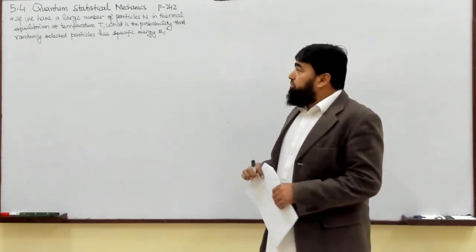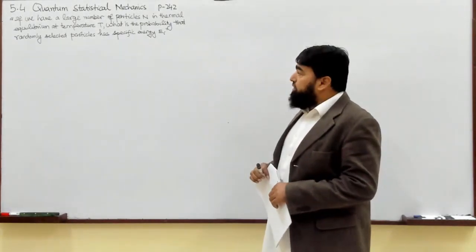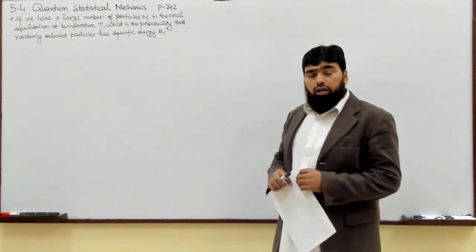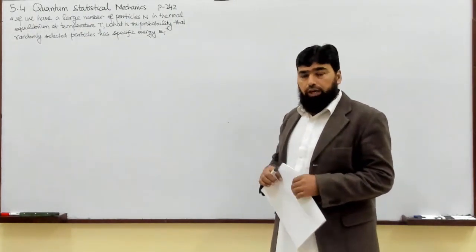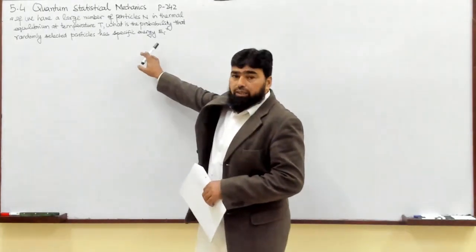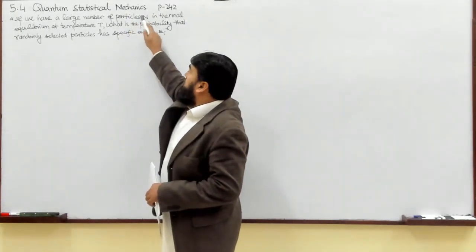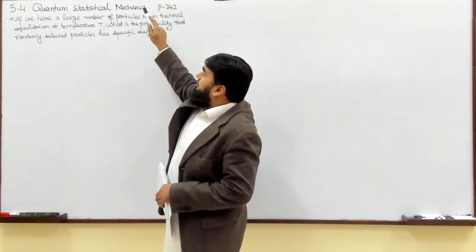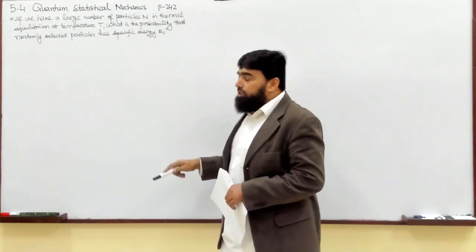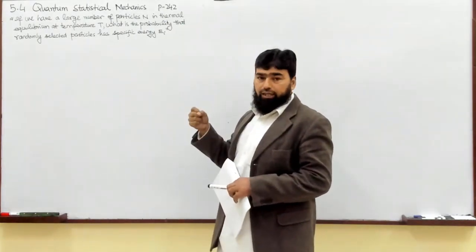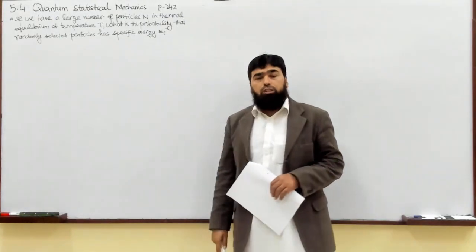We will continue our quantum statistical mechanics topic, and in this lecture we will try to develop calculations for a general case. But our question will remain the same, which is that if we have a large ensemble of N particles and they are all in thermal equilibrium, what will be the probability that we randomly select some particles which possess a specific energy E_i?